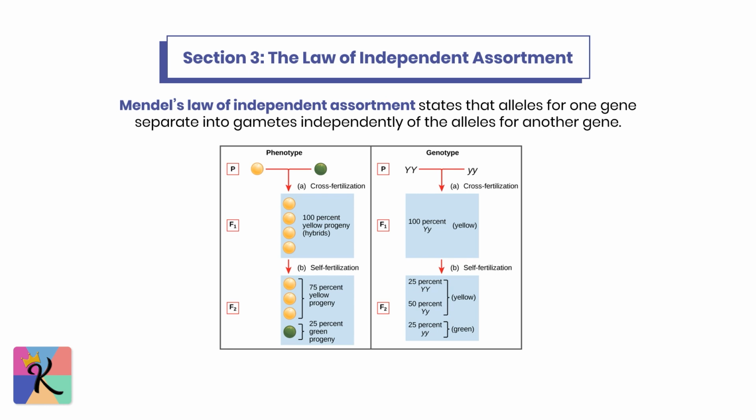However, independent assortment only holds true if the genes are located on different chromosomes or are far apart on the same chromosome. Genes that are located close together may be linked, meaning they are inherited together.